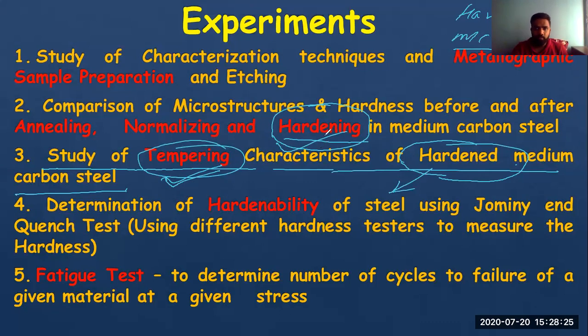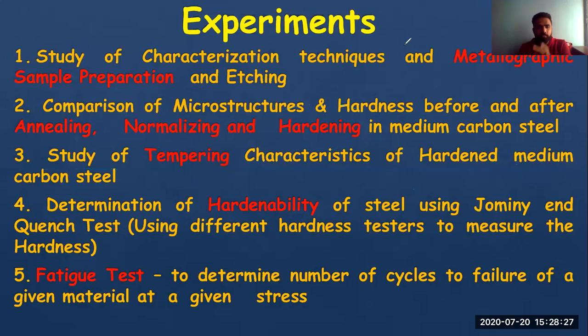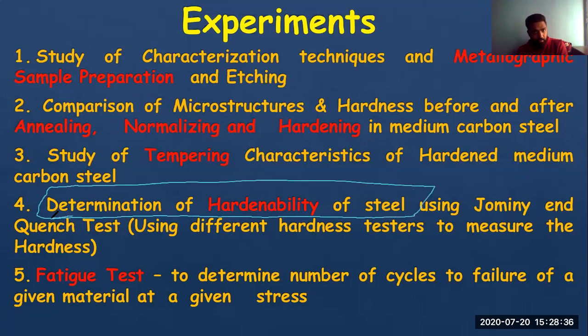Okay. So we have already covered three experiments. We will get to the fourth experiment. The fourth experiment is determination of hardenability of steel. I told you, you have to find the ability of a steel to get hardened. What is hardenability? It is the ability of a steel to get hardened. How hard can the steel get? That is called hardenability. Hardening is different and hardenability is different. Hardening is related to heat treatment.